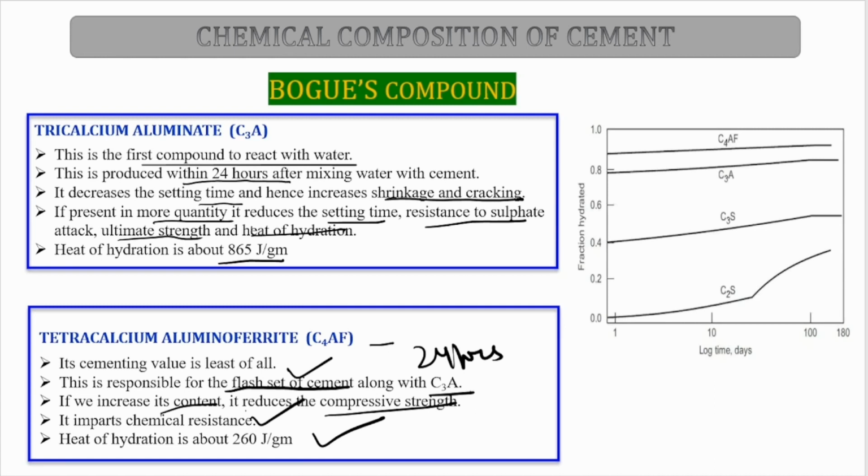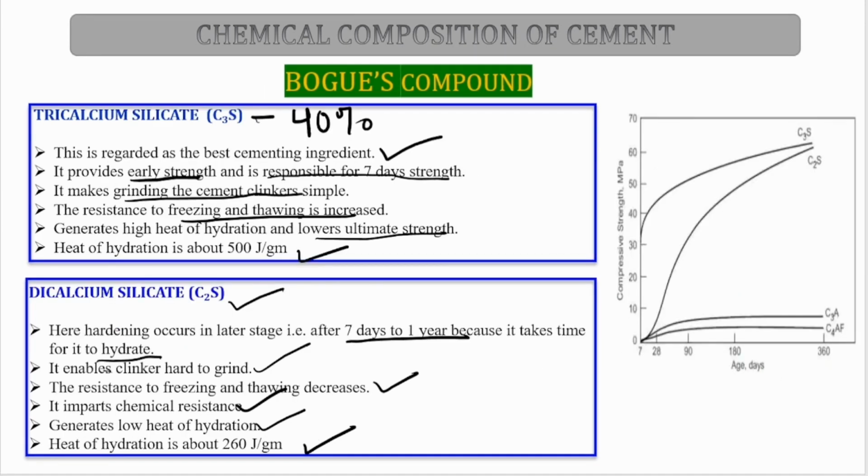Now, on the basis of formation of these compounds, C3A and C4AF are formed fast. They are formed faster than the other two, that is C3S, and then at last C2S is formed. Now, if we summarize it, then the best cementing property is provided by this C3S.